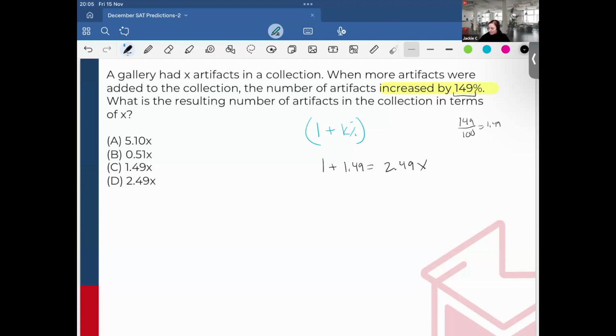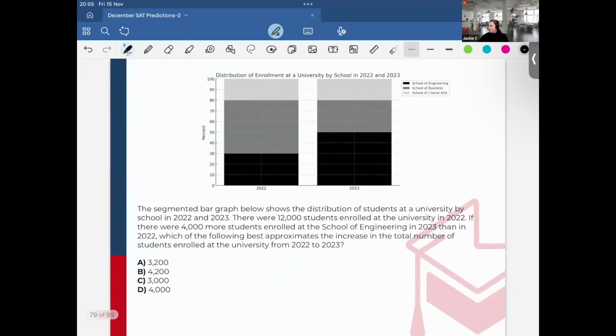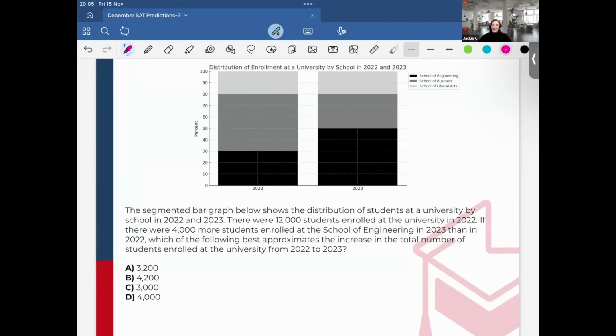And then I would multiply that by X. So therefore it's D. However, the trap answer would be C, which would be a 49% increase. Okay, so continuing our journey.